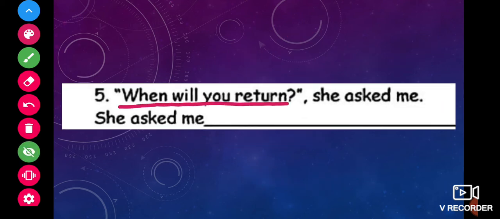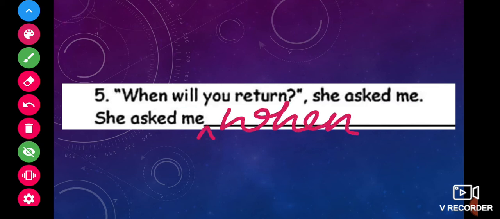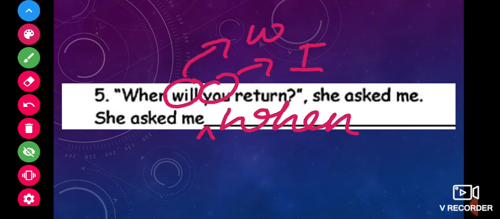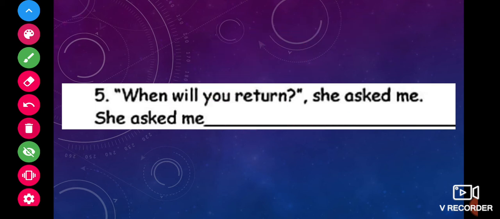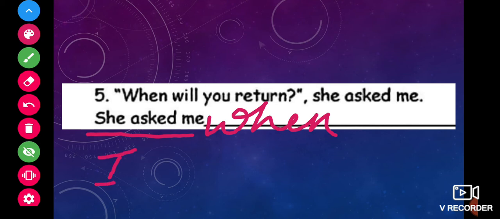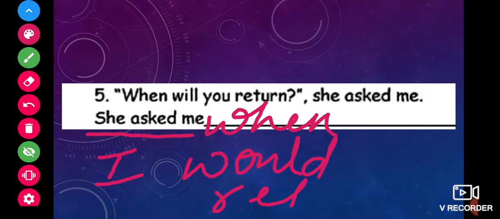Next question. When will you return? She asked me. So she asked me when. Now here you will be converted to I. Will be changed to would. So she asked me when I would return. Now here there's one more change.